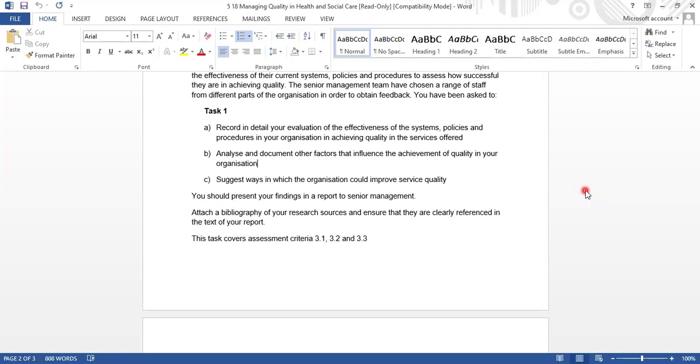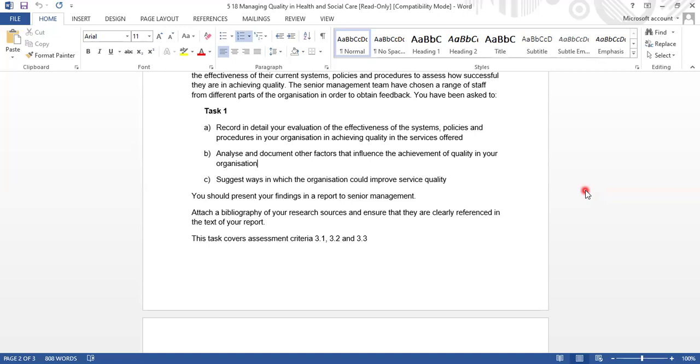So the first point, you're talking about all the system, how it works, and gaining consent, that's part of the system. And then based on these two points, the first and the second point, you're going to suggest ways in which the organization could improve service quality. Suggesting ways could be your own ways. You could give your own opinions about it, but you could give opinions from research findings also.